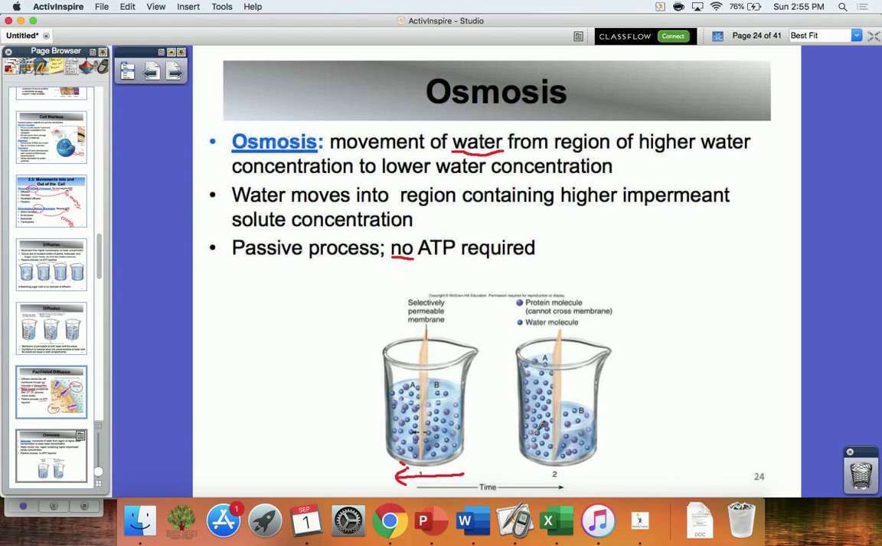Let's say this was salt. This would be just as salty as this side, because we have the same ratio of water and solutes now.